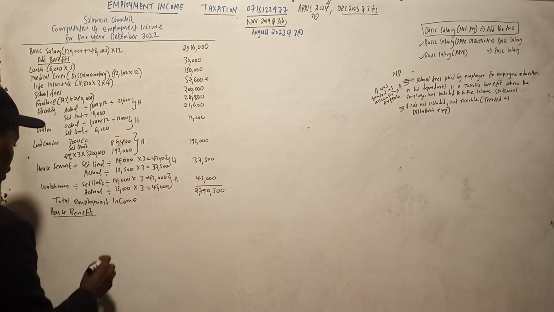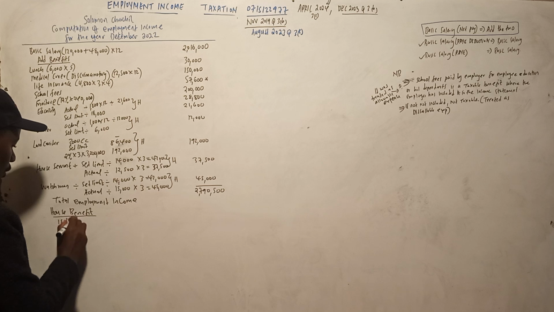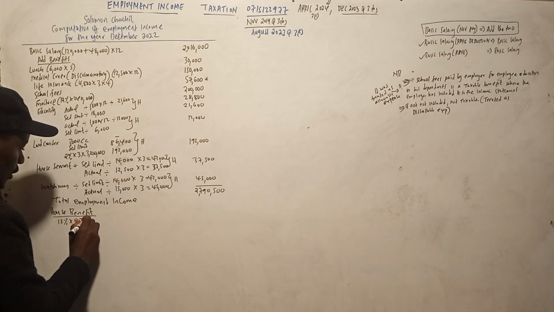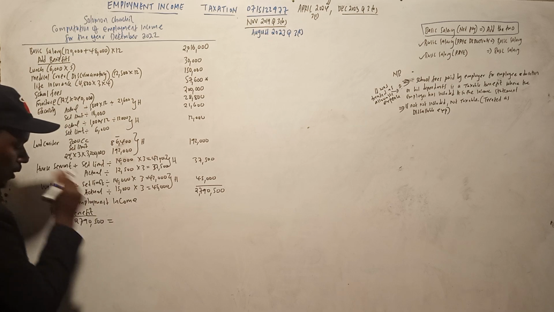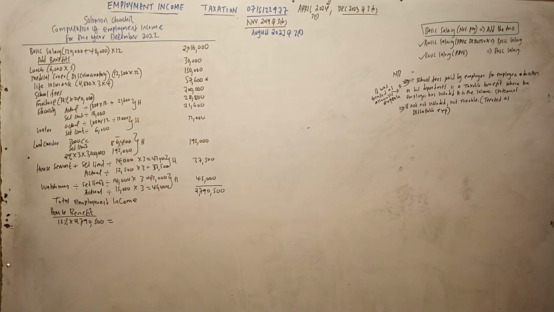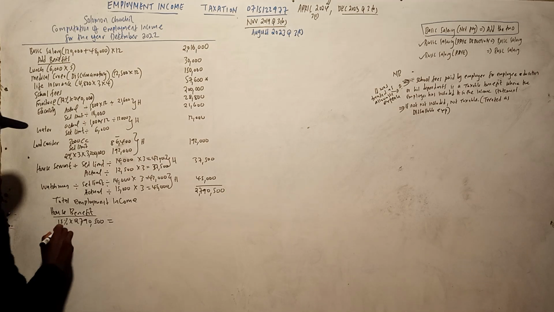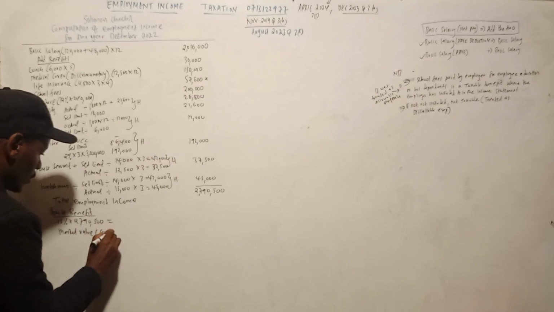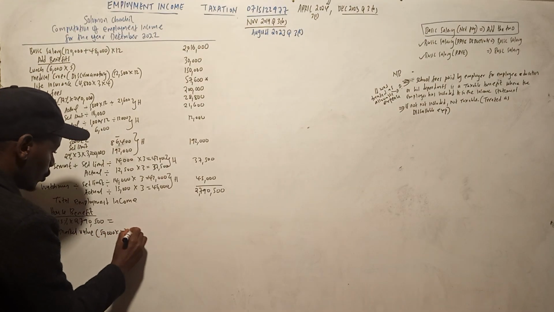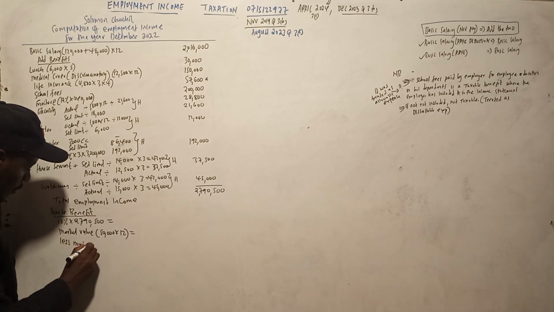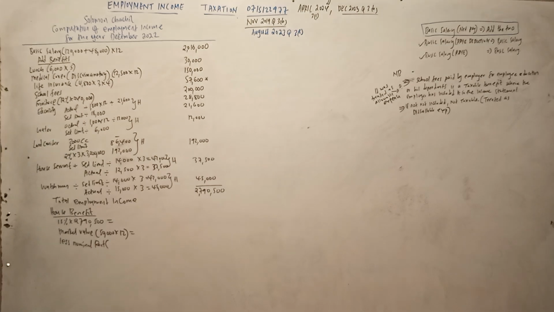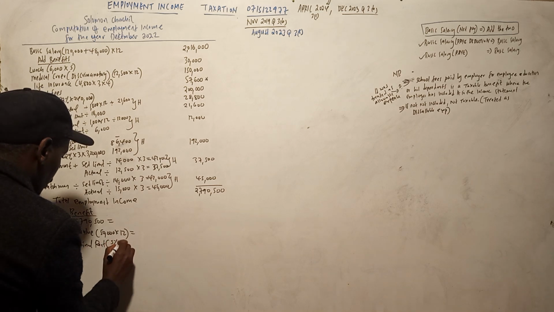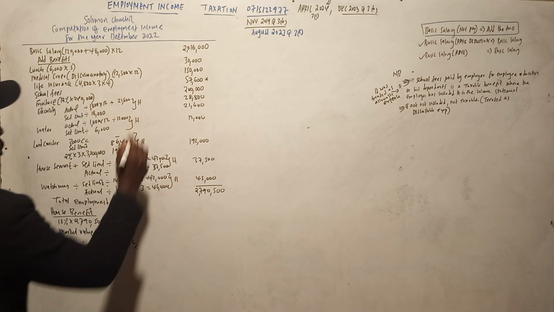Now house benefit, remember, is 15% of the employment income, 2,790,500. And then we also consider the market value. We are told that the market value was 50,000 times 12. Then once you have these two items, for each item you less the nominal rent. From the question, the nominal rent was 5% of the basic salary, which is 2,016,000.